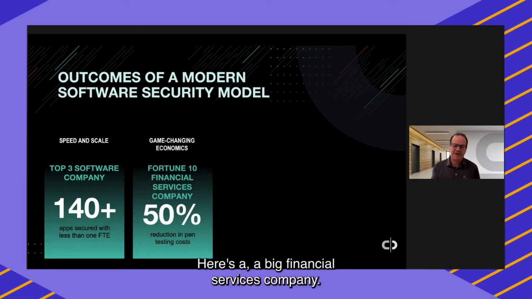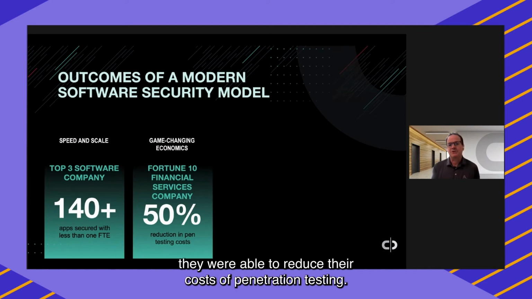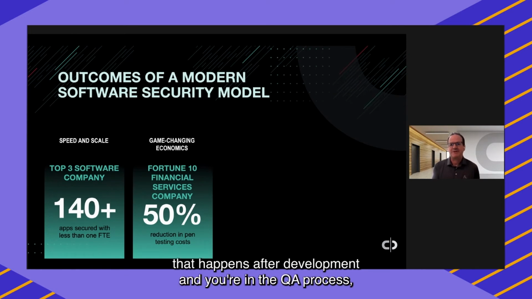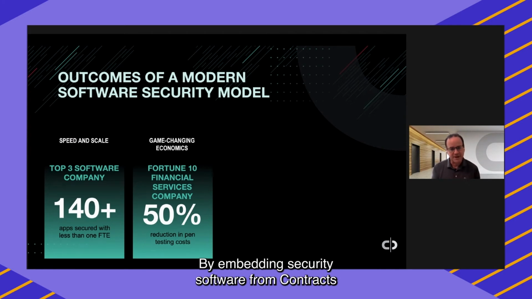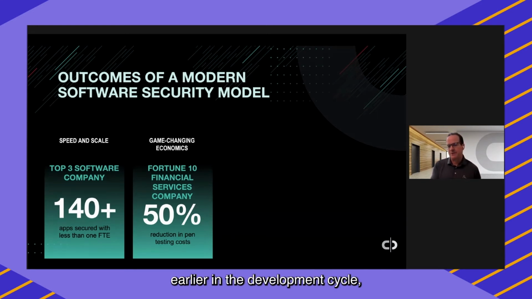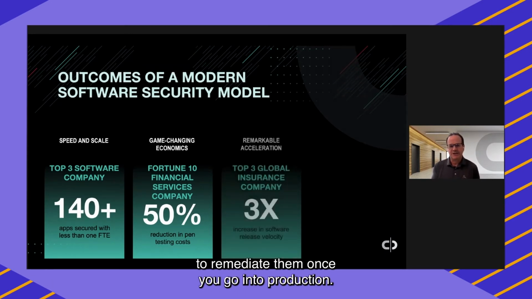Here's a big financial services company. They were able to reduce their costs of penetration testing. Penetration testing is one of those things that happens after development, in the QA process, this big penetration testing effort to try to find the vulnerabilities and fix them before they go out into production. By embedding security software from Contrast inside the application, you can reduce those costs of penetration testing, because you're finding vulnerabilities earlier in the development cycle, and you're also able to remediate them once you go into production.